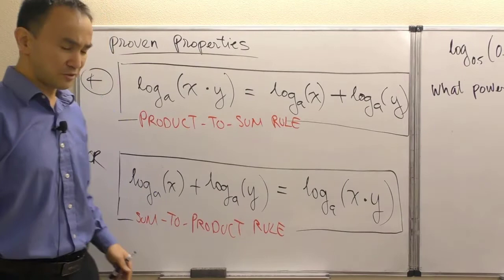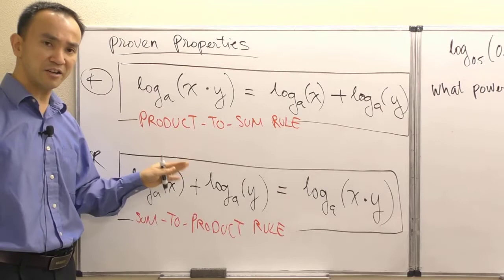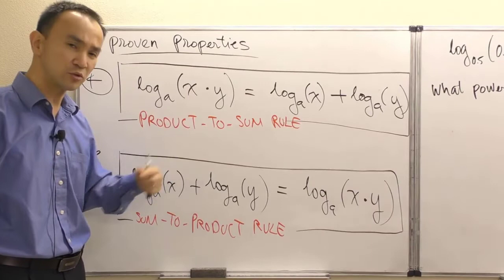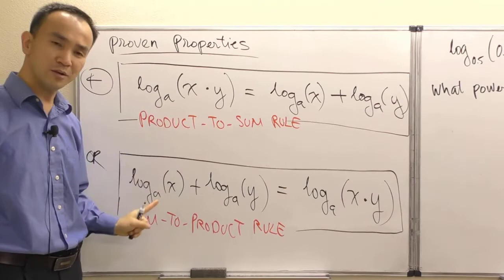All right, so if time permits, then somewhere in this lecture I will show the proof and how it was proven. But if time is not allowing me to do so, then I'll put the proof in as a separate optional video for anyone to watch. Now we've learned property number four. It's a proven property, and we call it either the product to sum or the sum to product. Two different ways of seeing it.